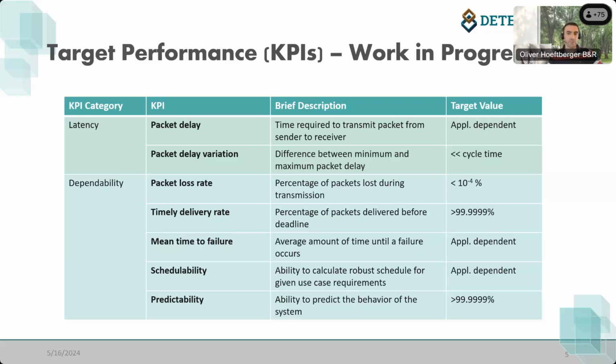Based on that, we do already see a couple of KPIs like packet delay or latency, packet delay variations, or jitter. They can be found in many projects, I would say. We do have a strong focus on the dependability, so packet loss, timely delivery rate, but also mean time to failure.